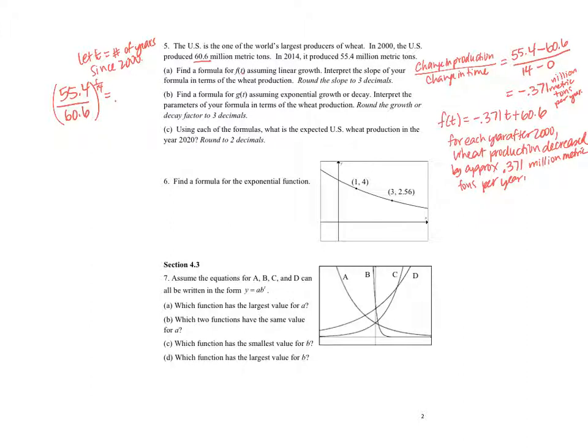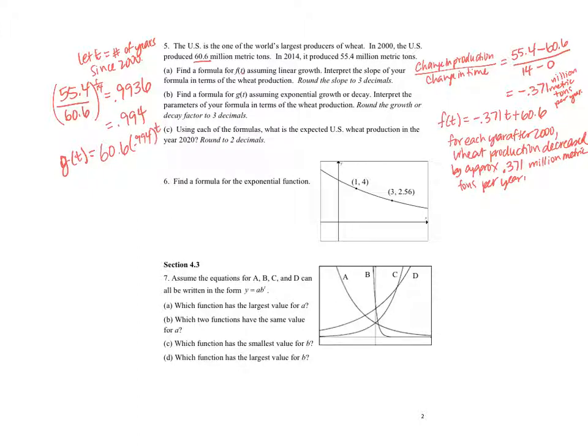So I get 0.9936. It wants me to round to 3 decimals, so let's say 0.994. How's that? And so then I can say f of t, or so we'll call it g of t, equals 60.6 times 0.994 to the t.